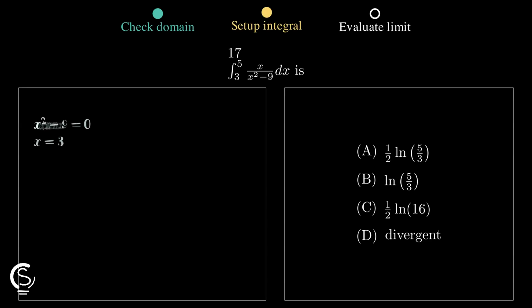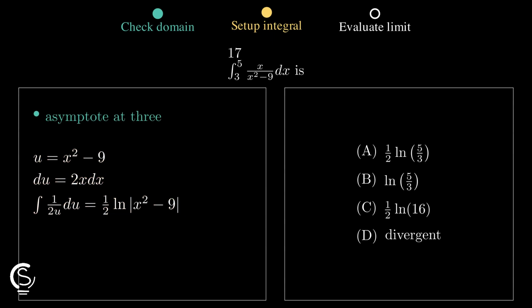Next, we use U-Substitution. Let u equal x squared minus 9, so du is 2x dx. The integral becomes 1/2 times the natural log of the absolute value of u.